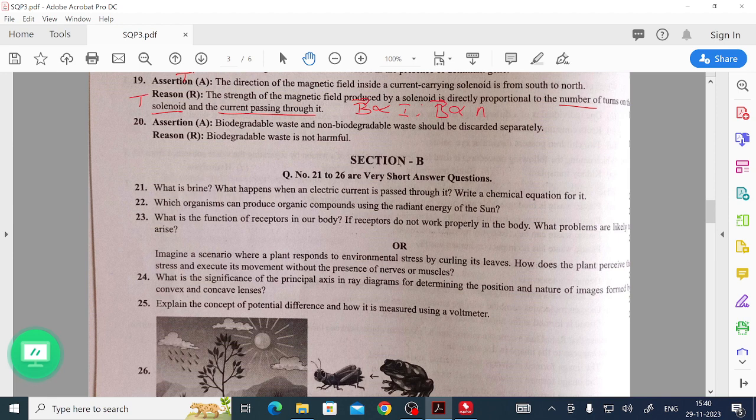What is the answer? Either A or B. How many of you saying A? How many of you saying B? B is the correct answer. The assertion is saying about the direction. The reason is saying about the strength. Both are correct, but the reason is not explaining the assertion. Our answer is: both A and R are true, but R is not the correct explanation of assertion.